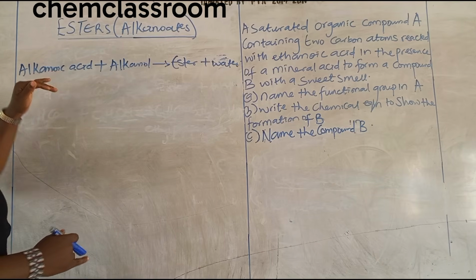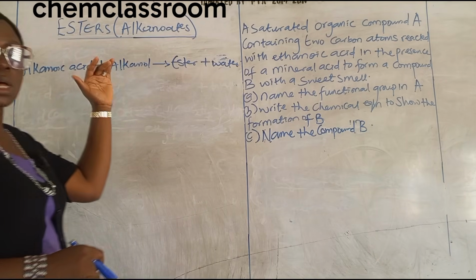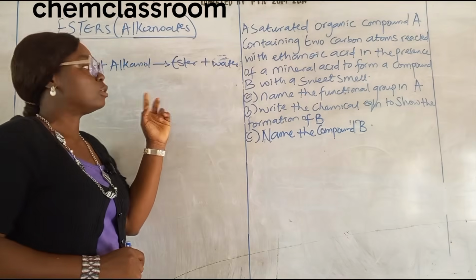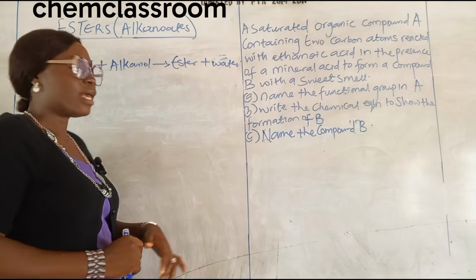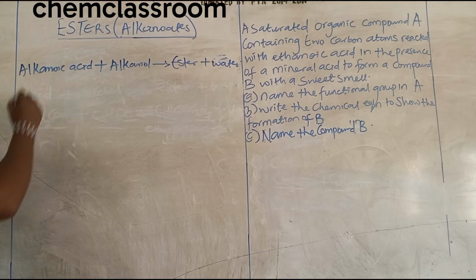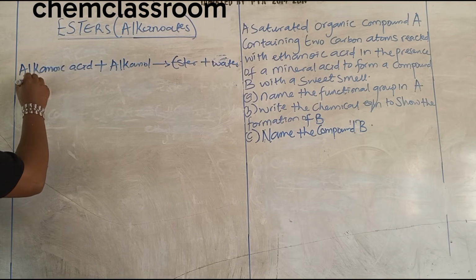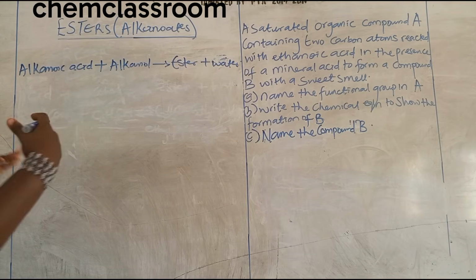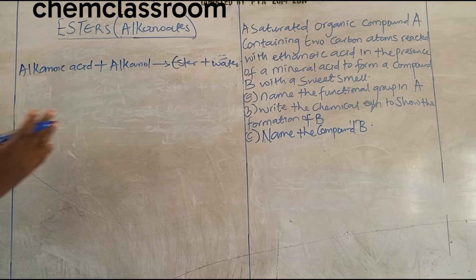Now the formation of your ester is determined by the number of carbon atoms in the alkanoic acid and the alkanol. And it also shows in the nomenclature of the ester. So now I'll be making use of my propanoic acid. My propanoic acid has how many carbon atoms? It has 3 carbon atoms.